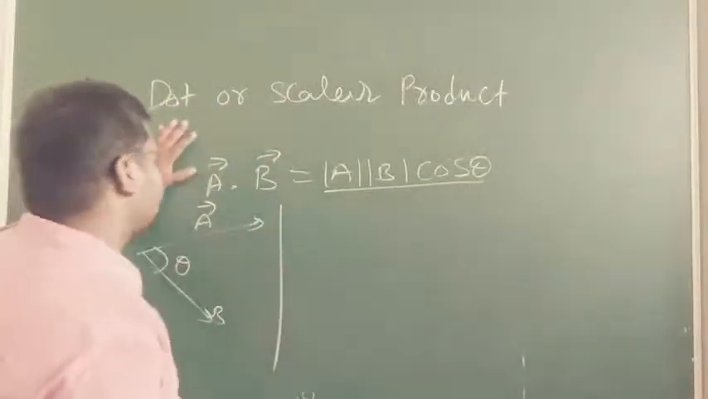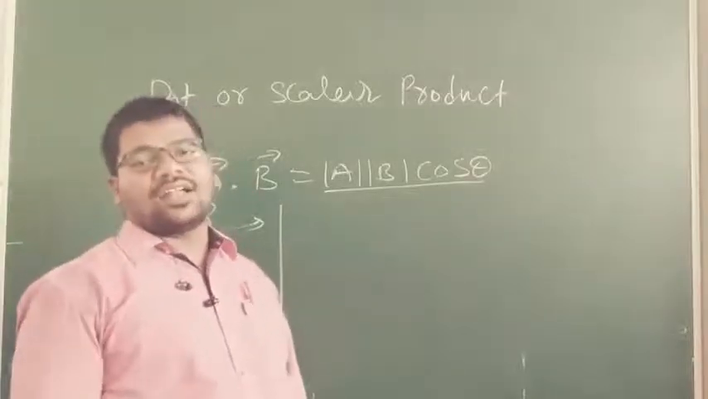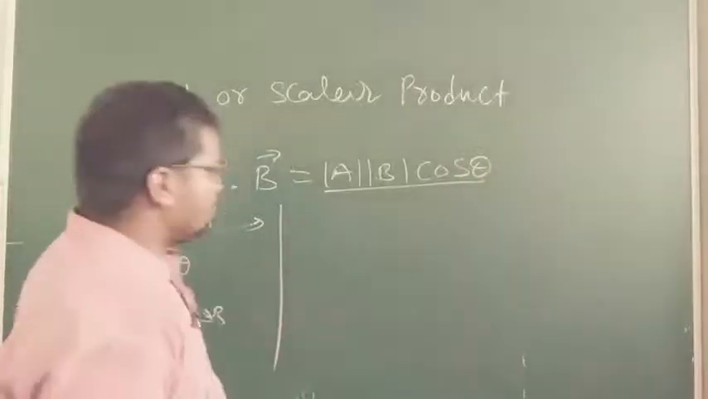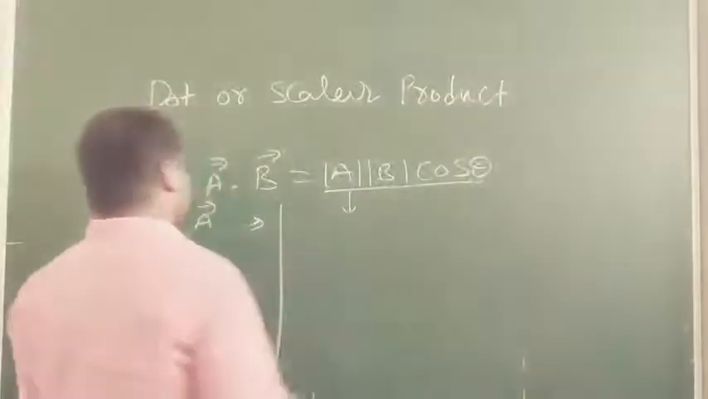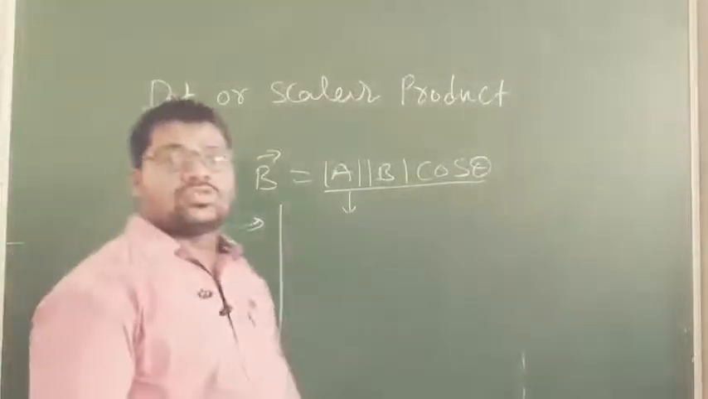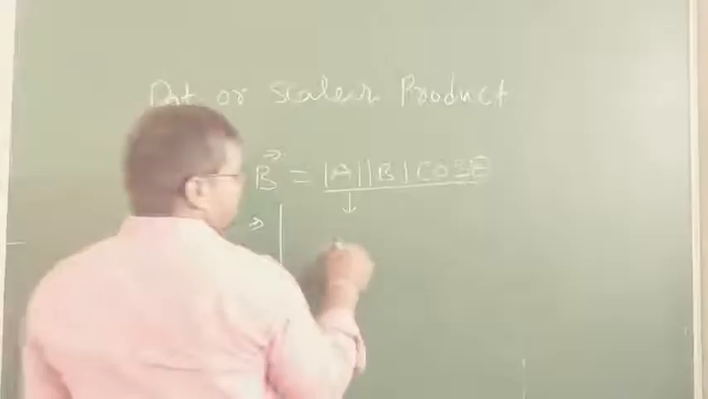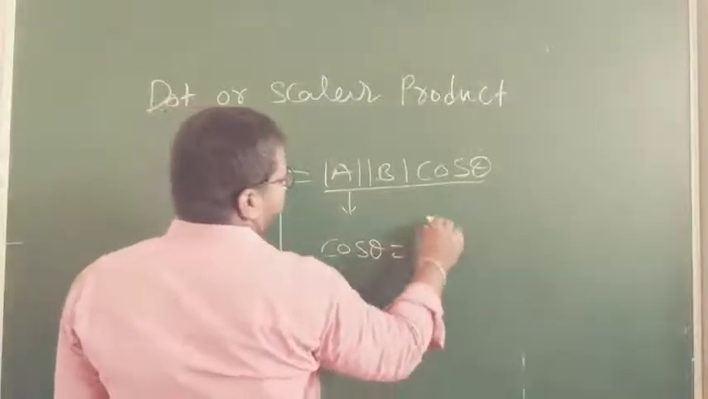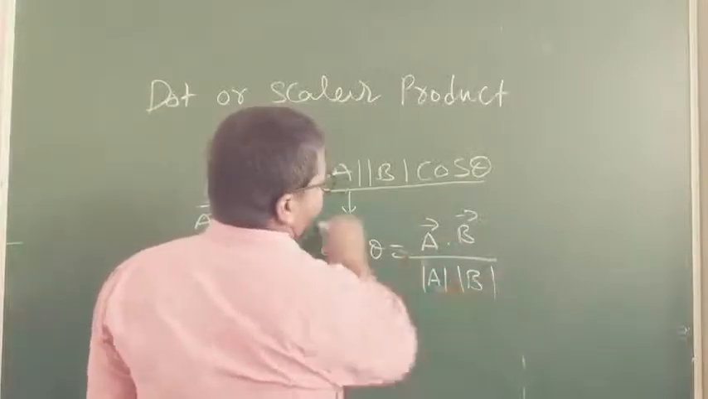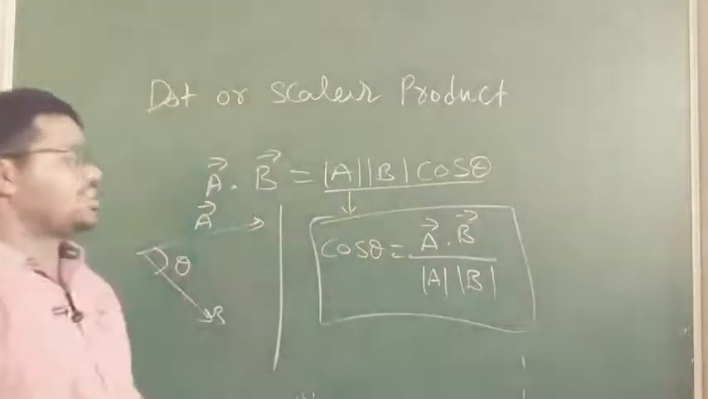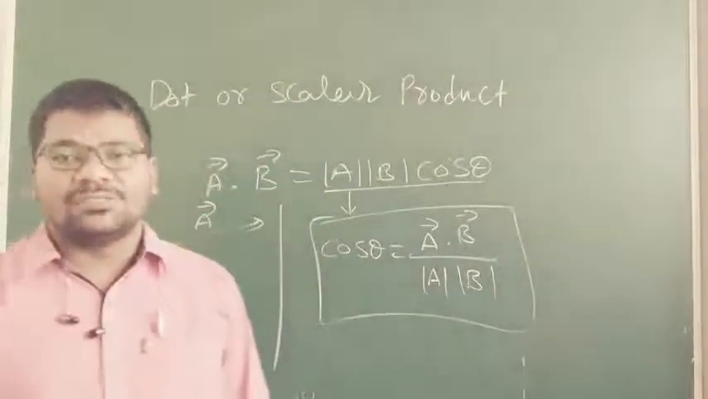By using this dot product, we can find whether two vectors are perpendicular or parallel. The main application of the dot product or scalar product is to find the angle between two straight lines. So cos theta is equal to a bar dot b bar divided by modulus of a times modulus of b, which is a very important formula.